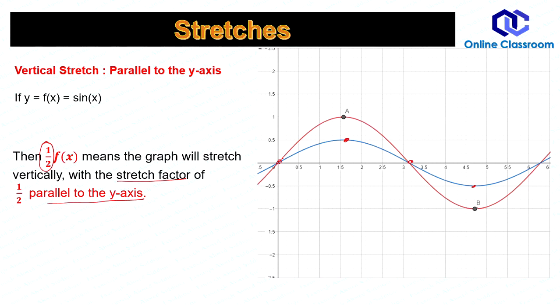We may use the word compression. So we take the ratio of the image to the object from the x-axis when we talk about stretching parallel to the y-axis, or the vertical stretching. In this case, you have the invariant line, the x-axis.